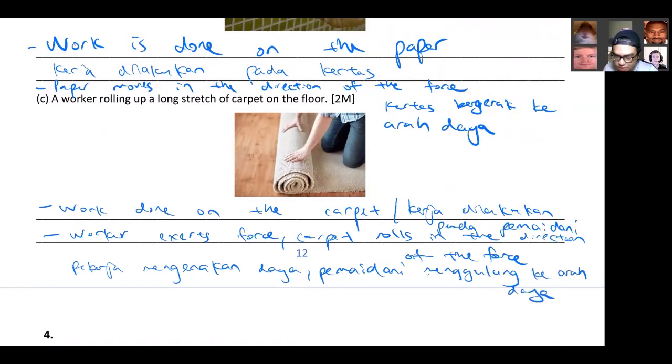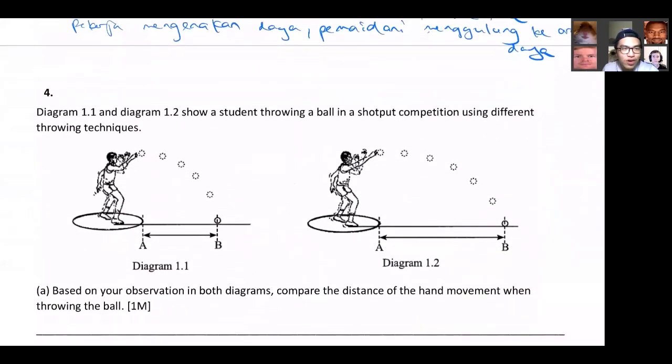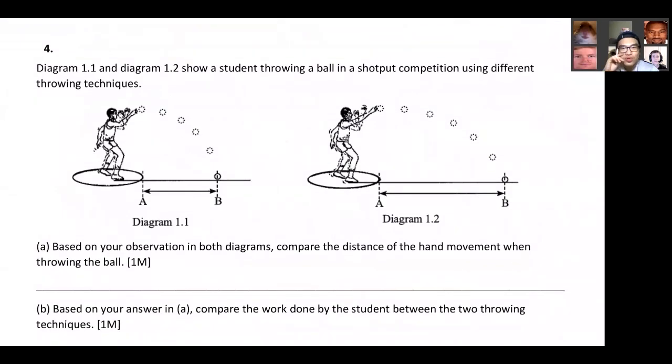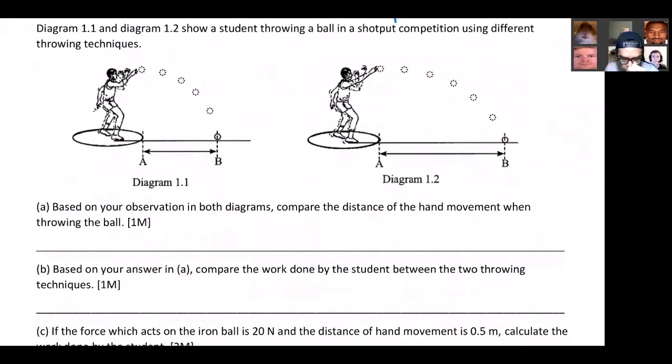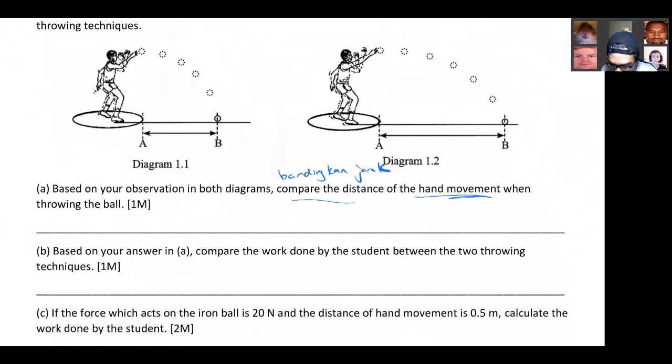Sorry for the handwriting, it's a bit not very neat, as long as you can understand. Question 4. Diagram 1.1, 1.2 shows students throwing a ball in a shot put competition. This is lontar peluru. I'm throwing the metal ball. Different throwing technique. Based on the observation, compare the distance. Bandingkan jarak when throwing the ball, or of the hand movement. Pergerakan tangan.